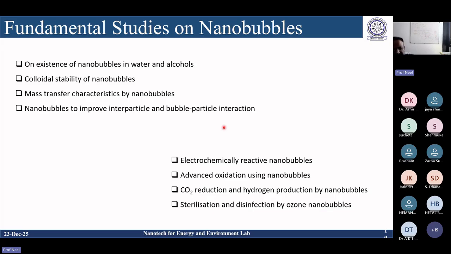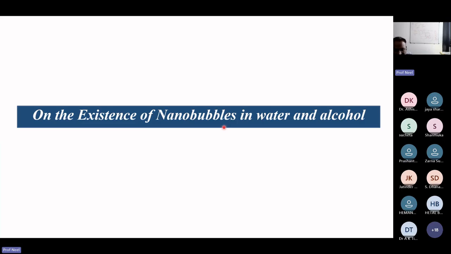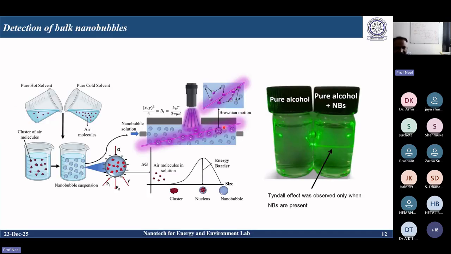here at IIT Ropar. So I will discuss some of the results on the existence of nanobubbles in alcohol and then in water. What we find is, yes, they exist in alcohol as well. If you look carefully at the alcohol system as well.